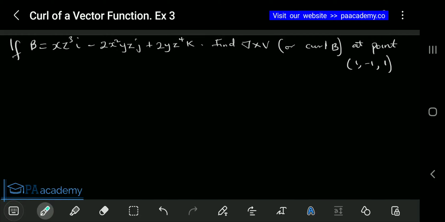So in this video, we are going to be looking at another example under curl of a vector. We've looked at two other examples. If you are just coming across this or you missed those two other examples, kindly check the playlist on engineering analysis, and you'll find a link to those videos and every other one, including that of divergence and gradient.